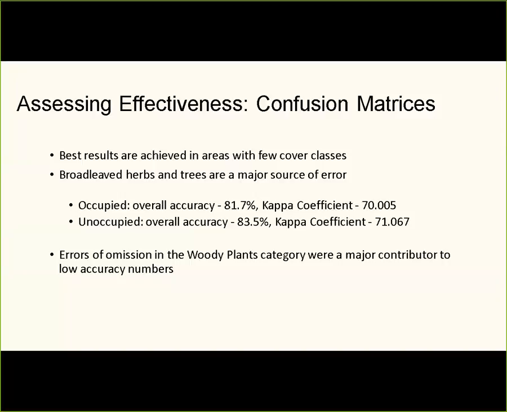We can use something called a confusion matrix, which is sort of a funny name, to figure out how well the computer is doing, given the input information, at actually telling these different cover classes apart. The best results we got were achieved in areas that only have a few cover classes, like 3 or 4. If you start getting into 6 or 7 or 8, then you get a real piecemeal disruption, which is pretty easy to see in areas here where it just assigns tiny amounts of pixels to a whole bunch of different cover classes.